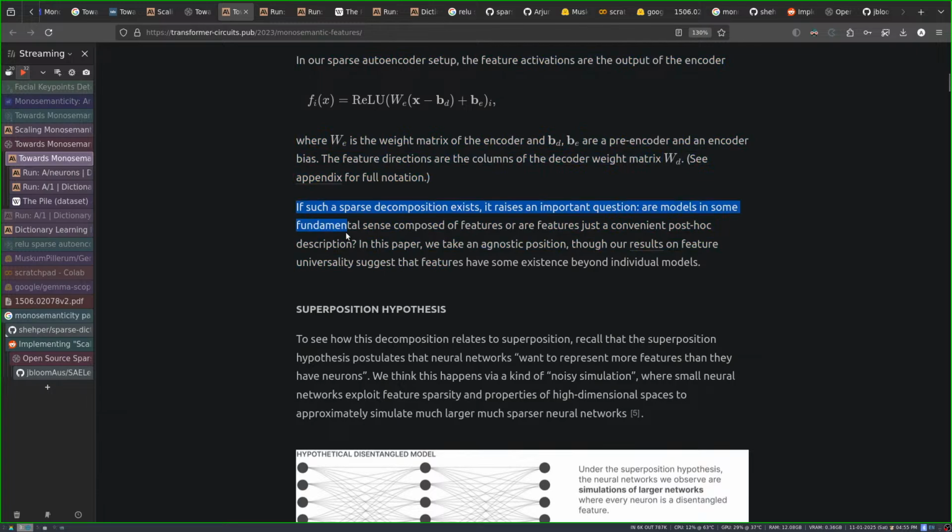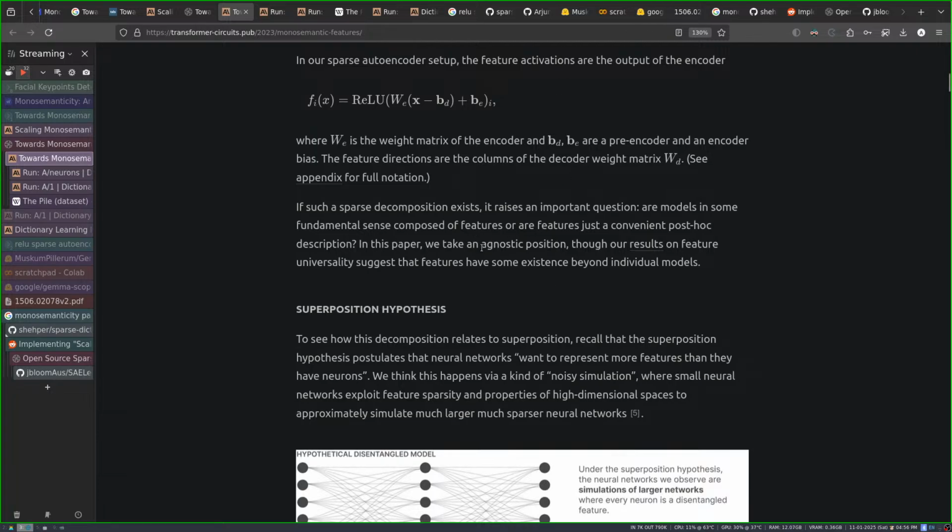If such a sparse decomposition exists, it raises an important question. Are models in some fundamental sense composed of features, or are features just a convenient post hoc description? In this paper, we take an agnostic position.